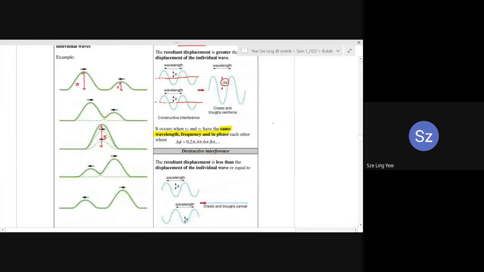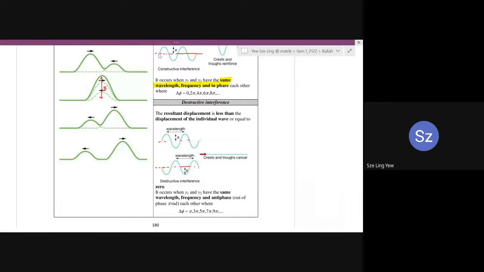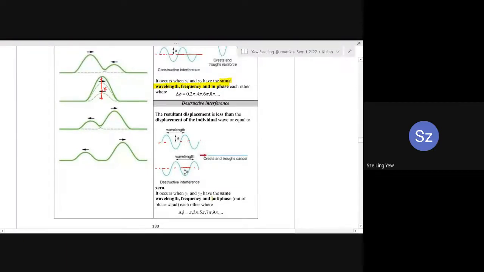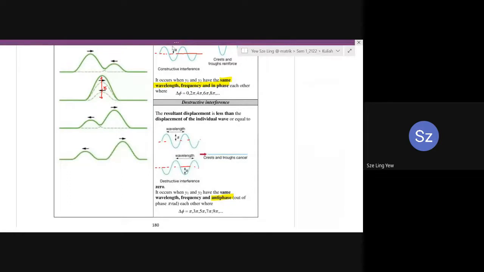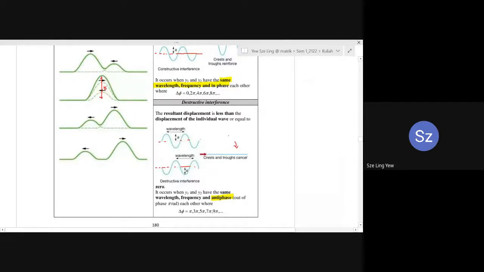Whereas destructive interference means that the result is less than the individual waves. So the resultant displacement is less than the displacement of the individual wave. When you have A here, and the other one also has A, but now they are in anti-phase. Anti-phase means they are moving in opposite directions, so they will experience cancellation. If they have the same amplitude, then it will experience total cancellation, as shown in the diagram here. This is a total cancellation.